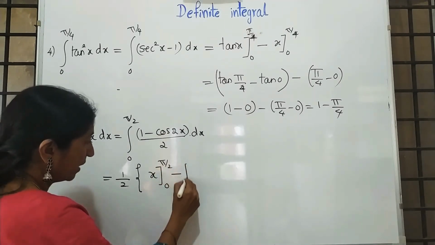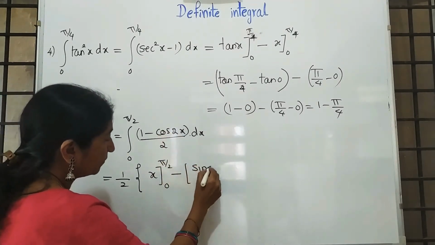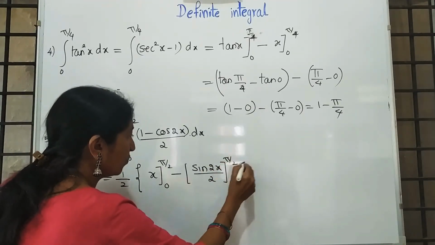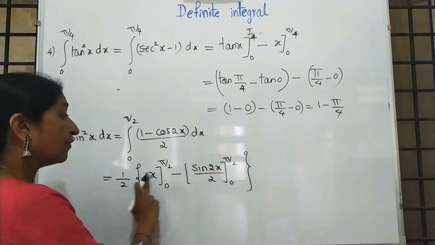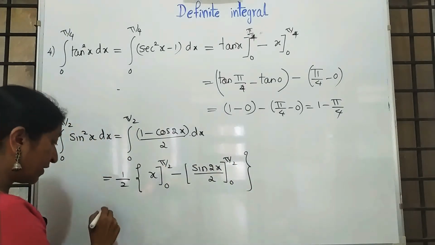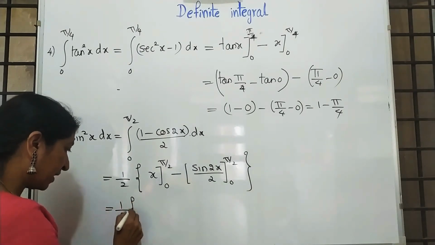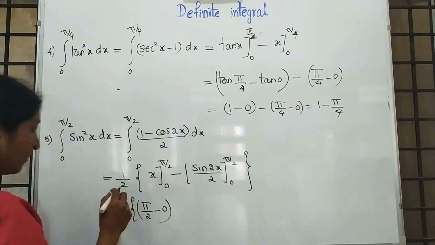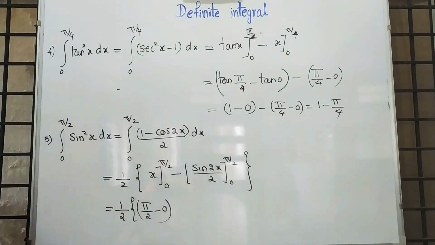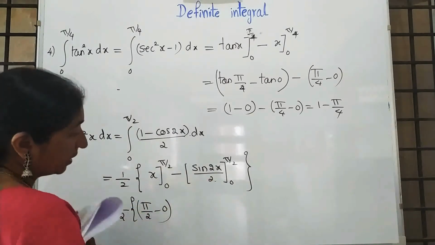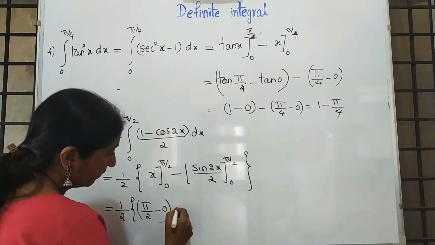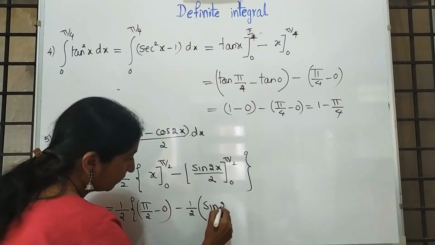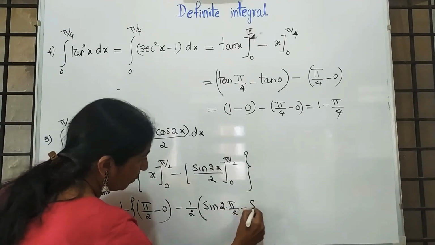Middle minus, integration of cos 2x is sin 2x divided by 2. Again 0 to pi by 2, outside the bracket, because this half is for both. And see, whatever steps I am writing, observe them carefully. Integration sign, first upper limit pi by 2 minus 0. First upper limit, then lower limit. And for our convenience, I took this 2, the 2 in the denominator, outside. Minus 1 by 2 in the bracket. First upper limit, sin 2 into pi by 2 minus sin 0.